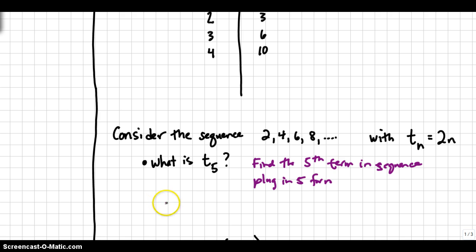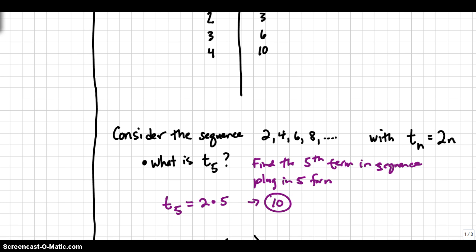So I'm going to take the formula, t sub 5, and I'm going to say 2 times the n value which I got, which was 5. And you can do that either with the times there or with the parentheses. It really doesn't matter. And so we know that the answer there is going to be 10.